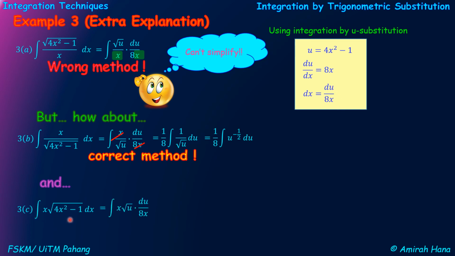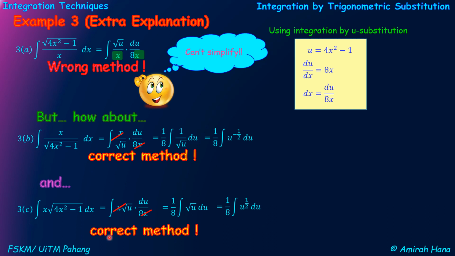So from here, we have the integration of x in front, and then the square root of u, replacing 4x squared minus 1, and we replace dx with du over 8x, right? From here, we also can simplify x from the numerator and from the denominator. After we simplify and move the constant 1 over 8 out from the integration sign, we have 1 over 8 integration of square root of u du. And we can write that as 1 over 8 integration of u to the power of half du. So from here, we also use the correct method because we can simplify all variable x and we successfully write in terms of u and du.